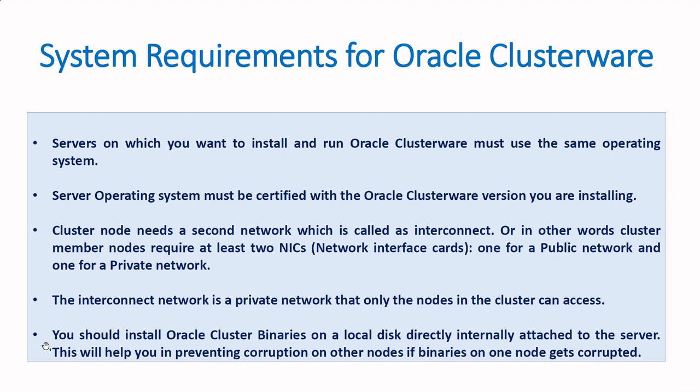Also, you should install the Oracle cluster binaries on a local disk directly attached to the server. By default, when you install the operating system, there will be a disk where you install the operating system. You can use the same disk or you can have another disk, but that disk should be local to the server. You should not use a shared disk, because if anything happens to the binaries, the entire cluster will go down. So to support HA availability, you should make sure that the binaries are installed on a local disk, which is internally attached to the server.